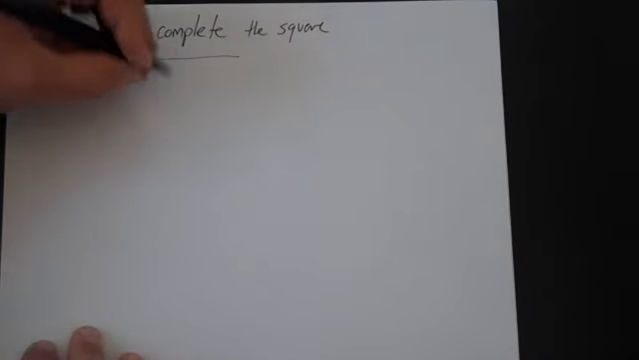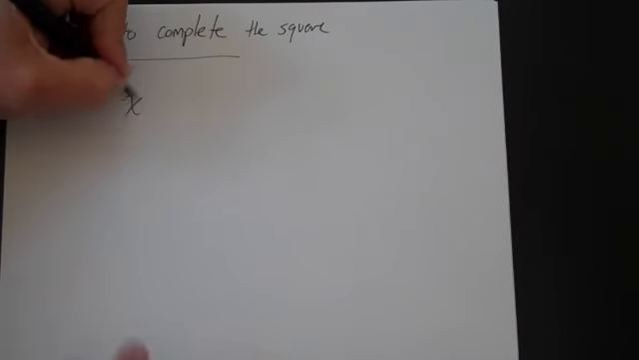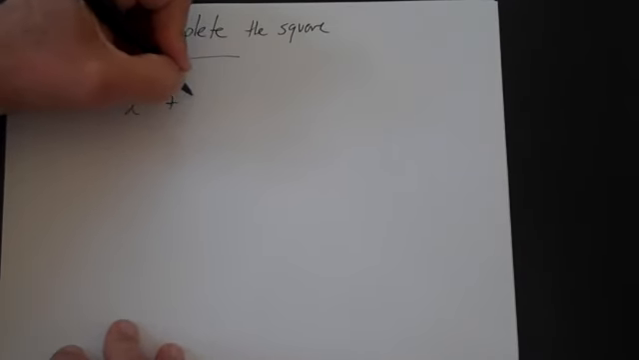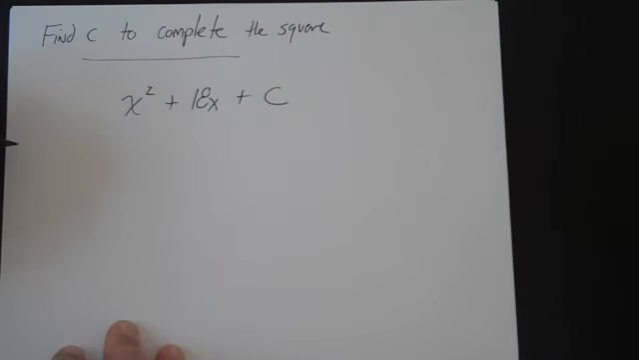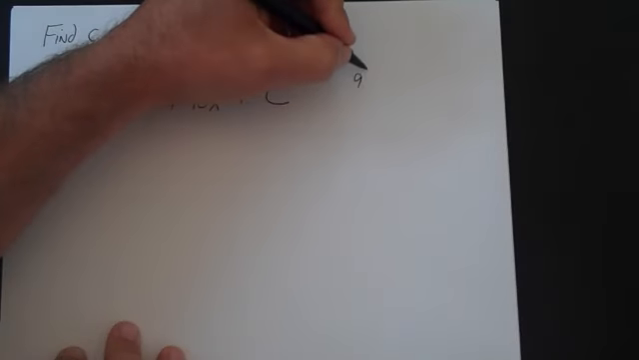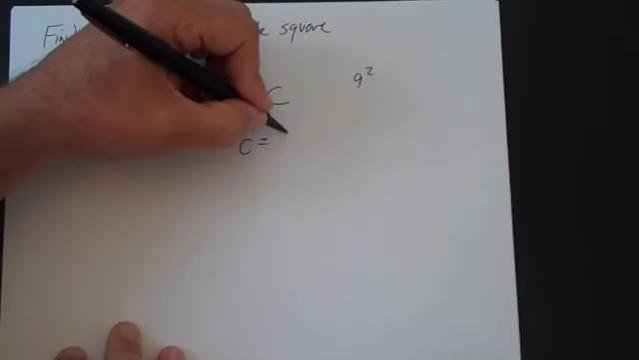Let's just do a couple examples. On all these, let's say find c to complete the square. Or it might say find c such that the trinomial is a perfect square. And then what you're going to have is x squared plus 18x plus c. Half of 18 is 9, and 9 squared is 81, so c is 81.